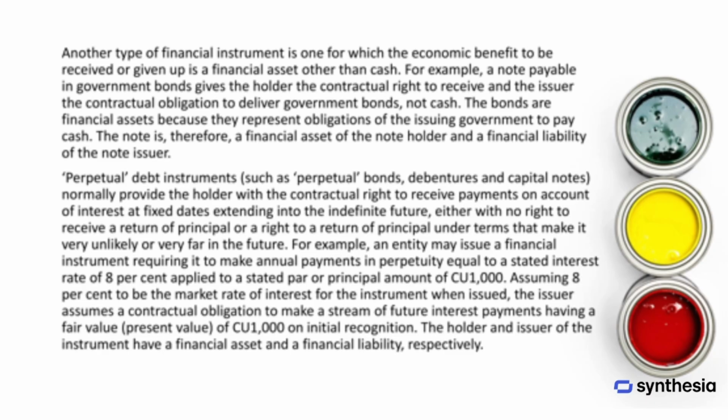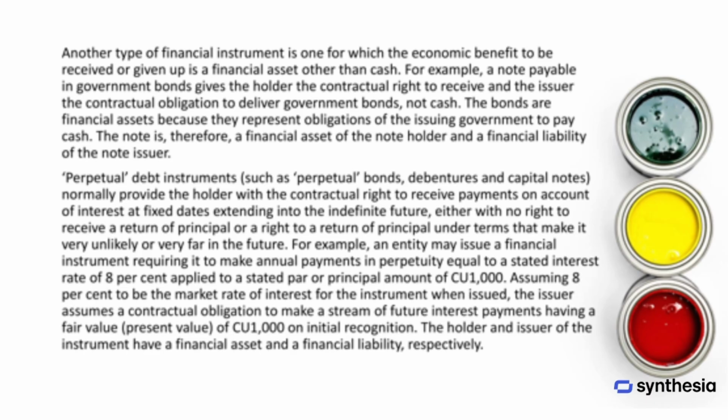Another type of financial instrument is one where the economic benefit to be received or given up is a financial asset other than cash. For example, a note payable in government bonds gives the holder the contractual right to receive those bonds, while the issuer has the obligation to deliver them. The bonds themselves are financial assets because they represent obligations of the issuing government to pay cash. Therefore, the note is considered a financial asset for the holder and a financial liability for the issuer.